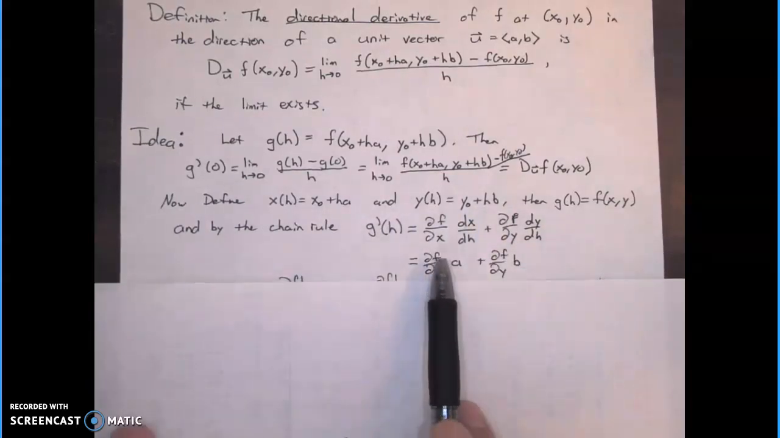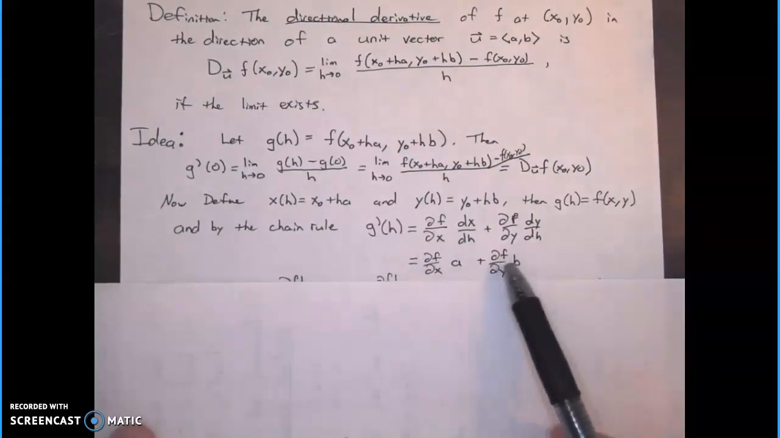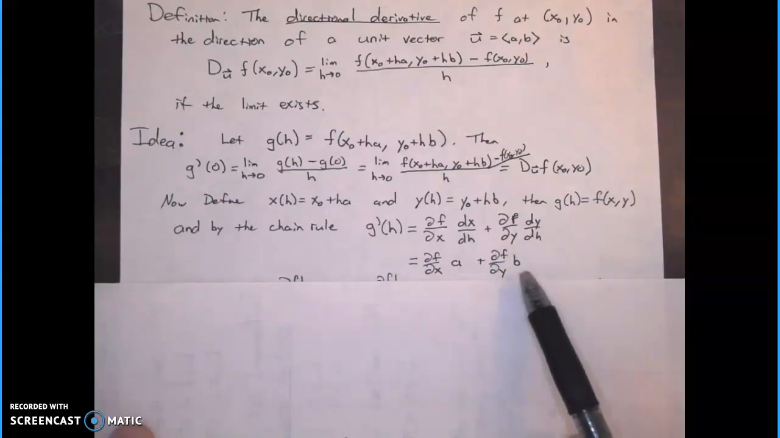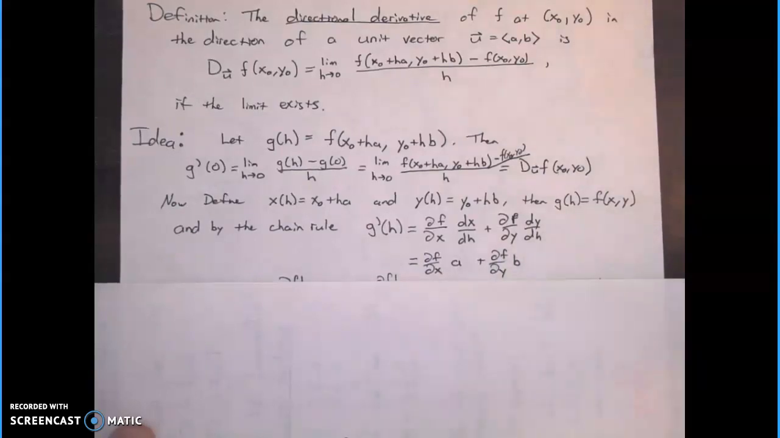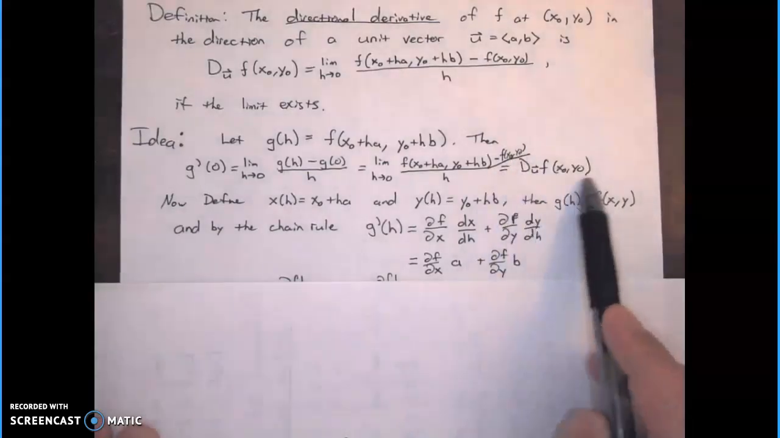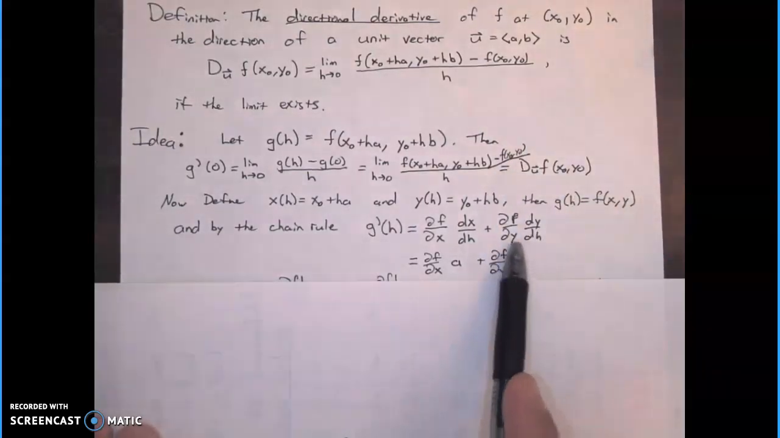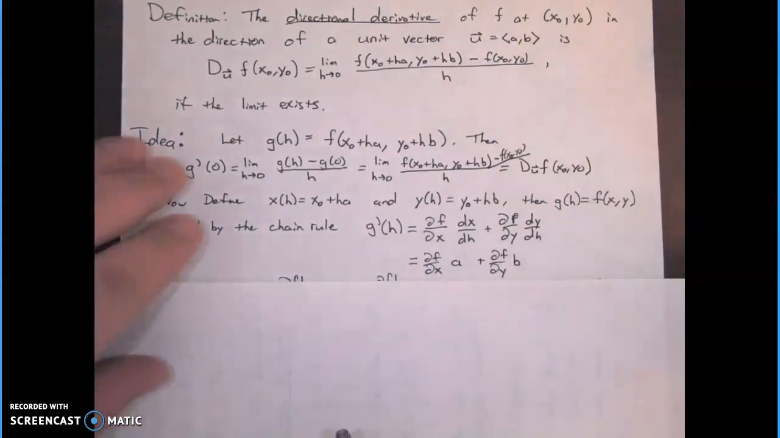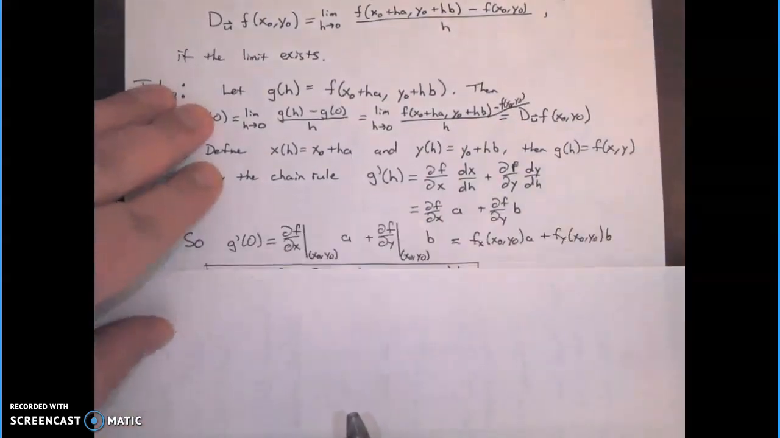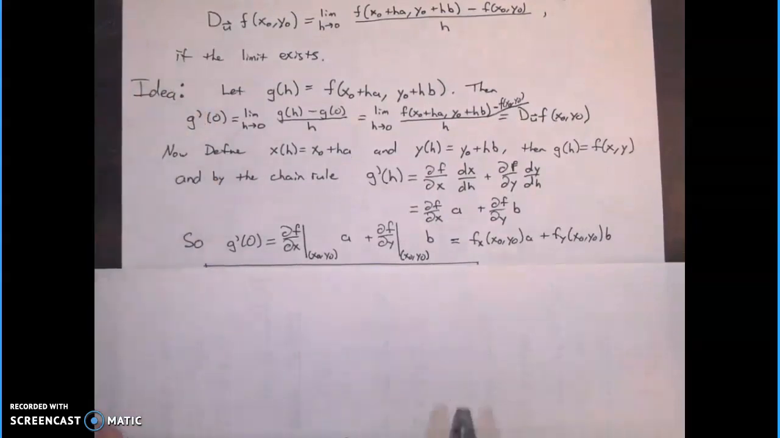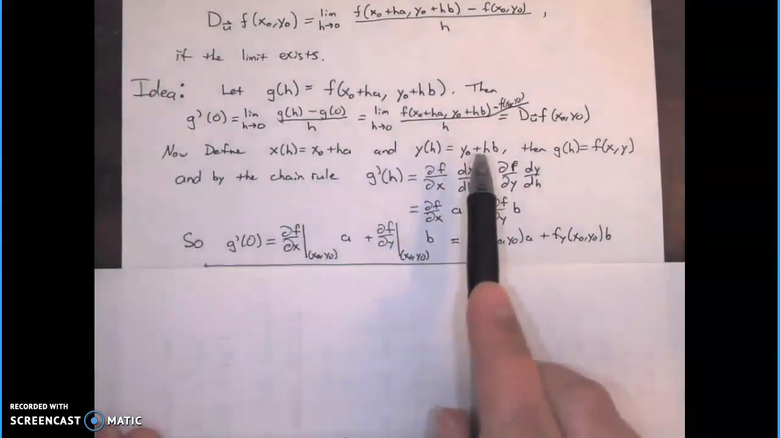So g prime of h is equal to the partial derivative of f with respect to x times a, plus the partial derivative of f with respect to y times b. Now, I can take these two perspectives and say, okay, this directional derivative is equal to this quantity evaluated when h is 0. Well, what happens when h is 0? I just get the point x naught, y naught.